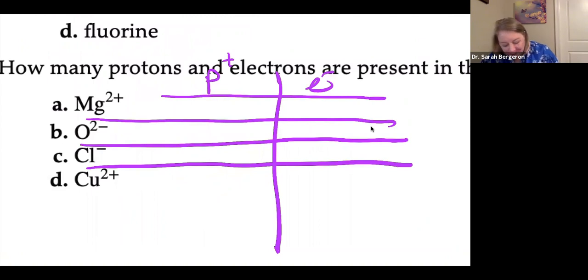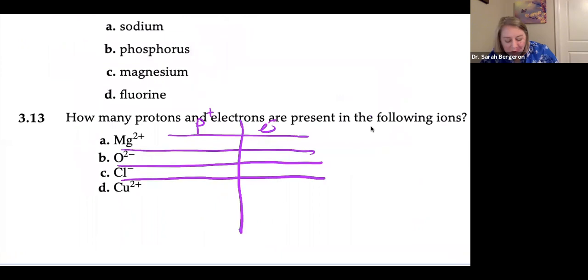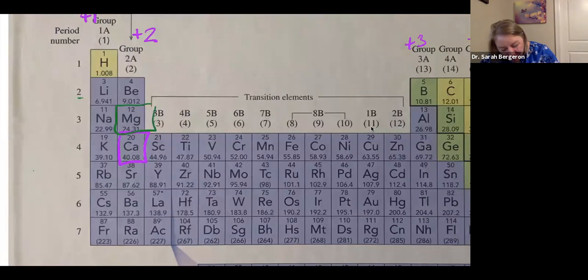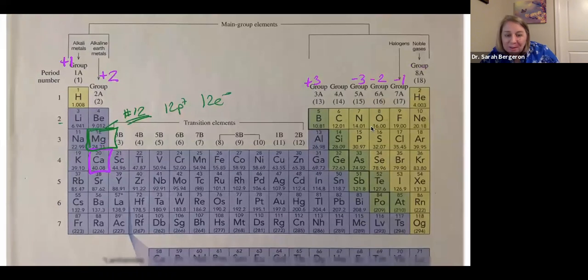Okay, magnesium. How many protons are present? So what are you going to do? You're going to go to your periodic table and find magnesium. Here's magnesium. It is element number 12. So that number 12 is telling you that you have 12 protons and 12 electrons, right? But that's the neutral atom. What is magnesium going to do? Magnesium is going to lose 2 electrons. So instead of having 12, I'm now only going to have 10. And that gives me my overall charge of +2.